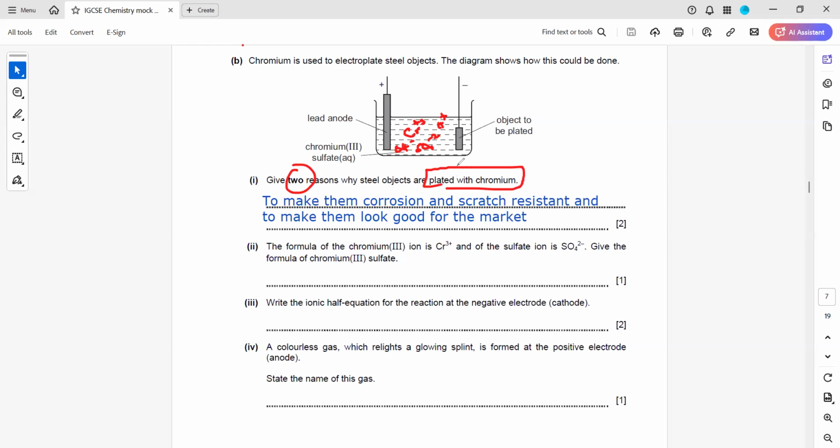So what is the reason for electroplating? The main purpose is, if you want something to have a good appearance, if we want it to be shiny or look different, we can do electroplating. Or if you want to protect something from reaction, we can also do electroplating. So to make them corrosion and scratch resistant, or to make them look good, these are the best points. That is why we electroplate, to make things look good or to protect them from corrosion or surface scratches.